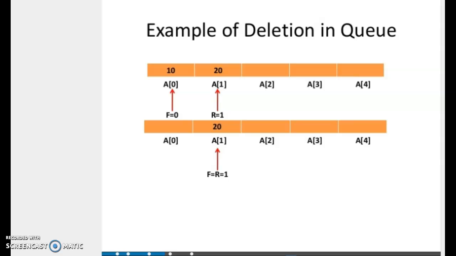You can see in the next queue, your front is equal to rear, which is equal to 1, at A of 1, your value is only 20. Your 10 will be deleted.